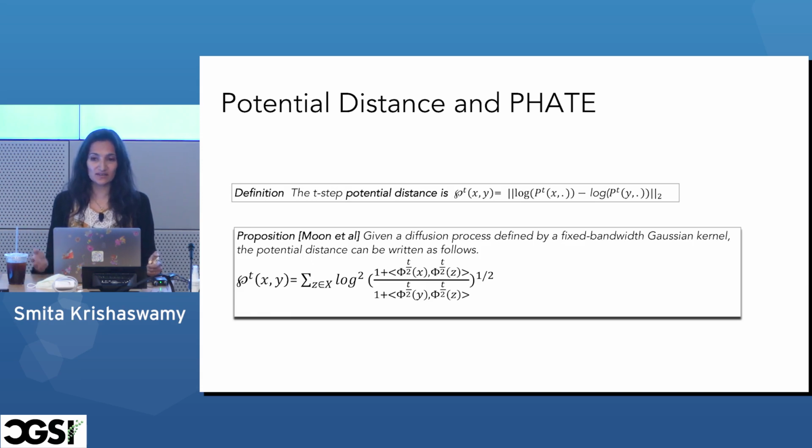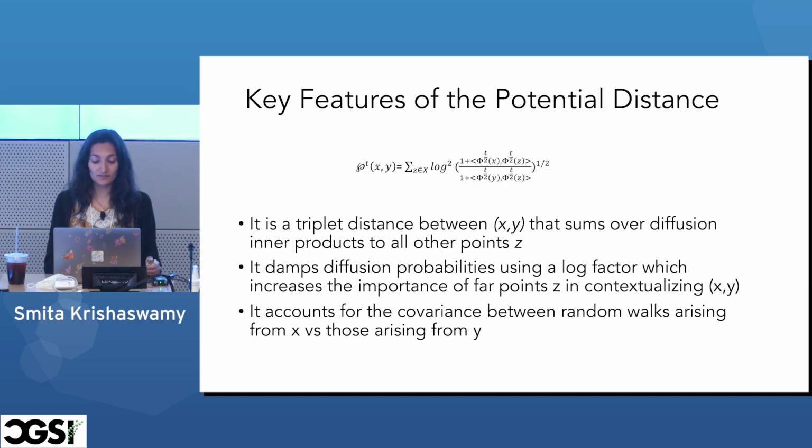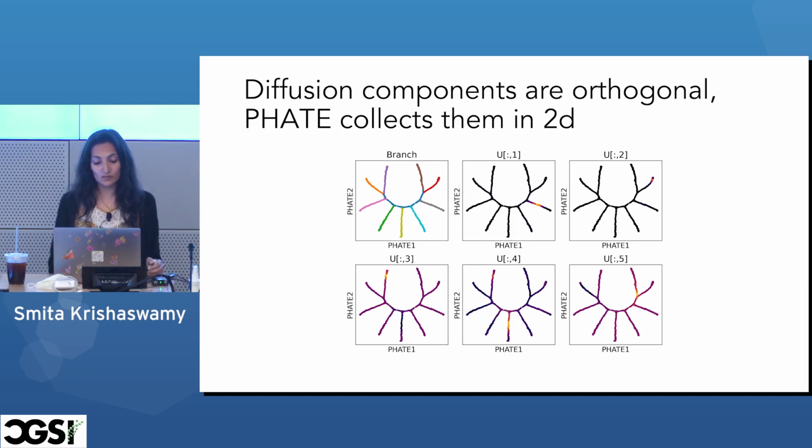So you might wonder, how are these actually related to diffusion distances? And it turns out they're related to diffusion distances because they're related to inner products of diffusion eigenvectors. And then there's this log damping factor. What the log damping factor does is it increases the importance of things that are far away in informing your position rather than just things that are near. So this is what makes it different than t-SNE and UMAP. And also, the other thing is that it's accounting for covariances, or the inner products arising from random walks. So it also will position things differently if things that are far are different versus things that are near. So the two actually play quite nicely with each other.